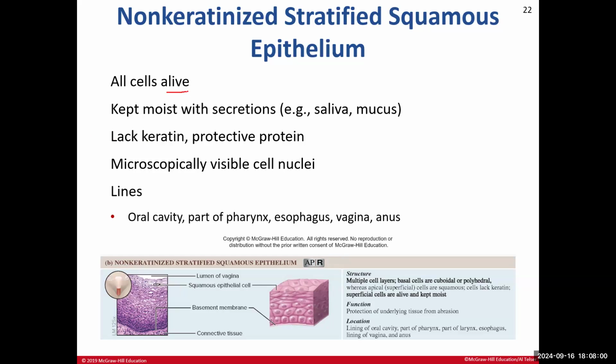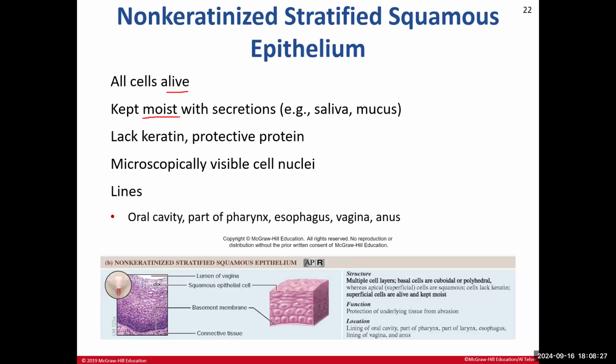So these cells are going to be found in moist areas. I tell folks, exits and entrances to the body. If you look here, where you're going to see this type of epithelium: oral cavity, parts of the pharynx, which is the throat, your esophagus, the tube that connects your pharynx, your throat, down to the stomach, and then you have the anus and the vagina. Again, entrances and exits to the body, right?